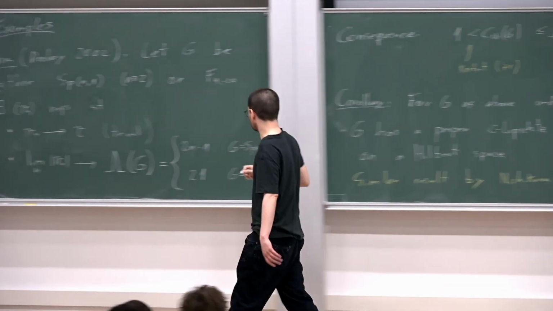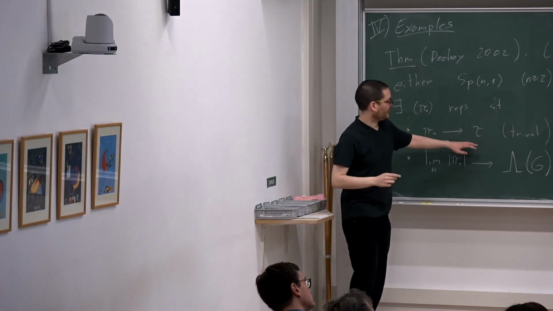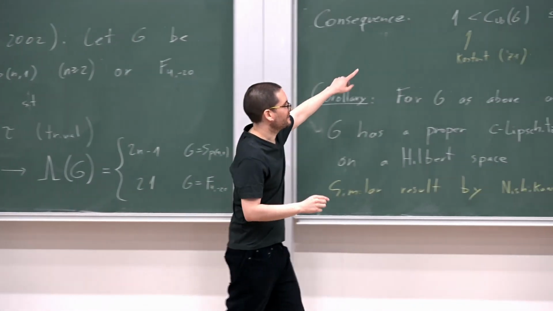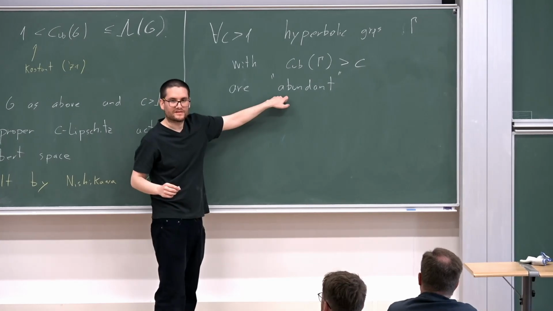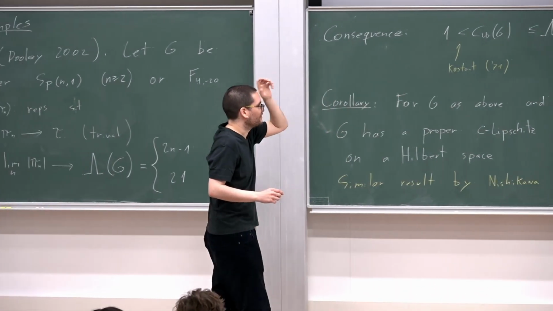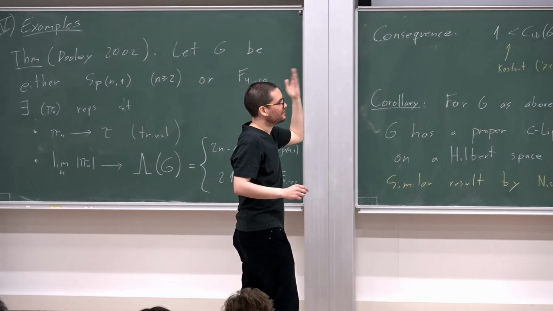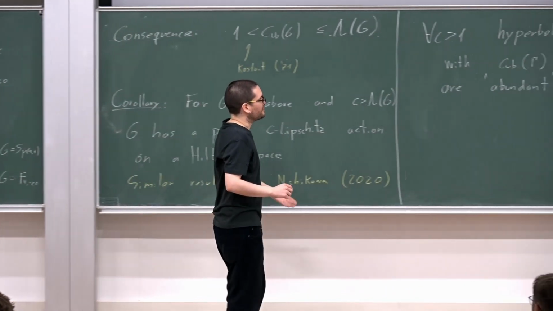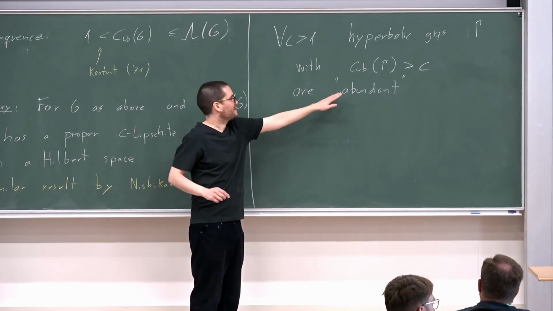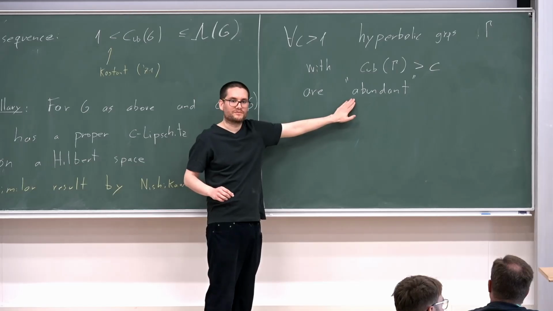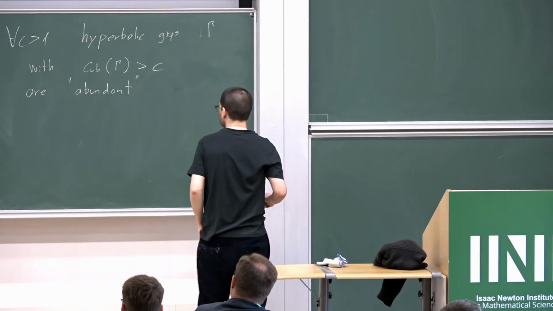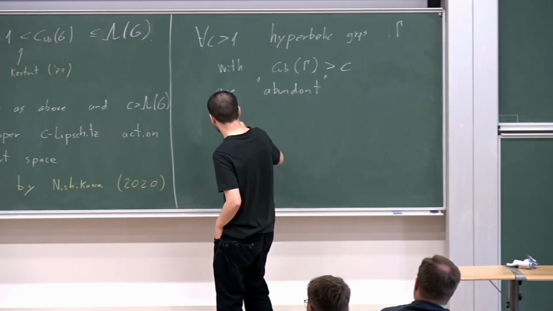Right, so this was dealing with lower bounds for these constants. There are hyperbolic groups for which, for every C, we can find hyperbolic groups with constant bigger than C, and not only that, we can find a lot of them. This can be made very precise with the language of random groups, and I'm not going to do that.